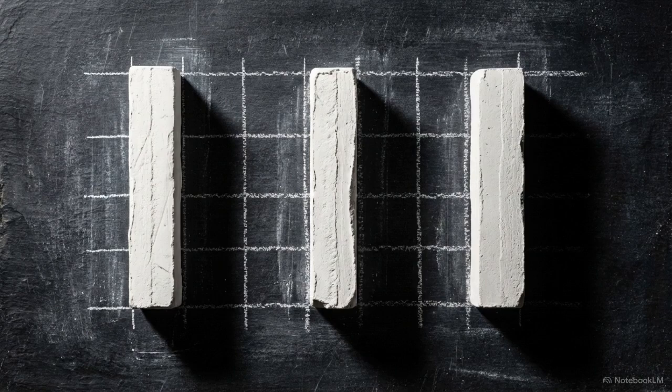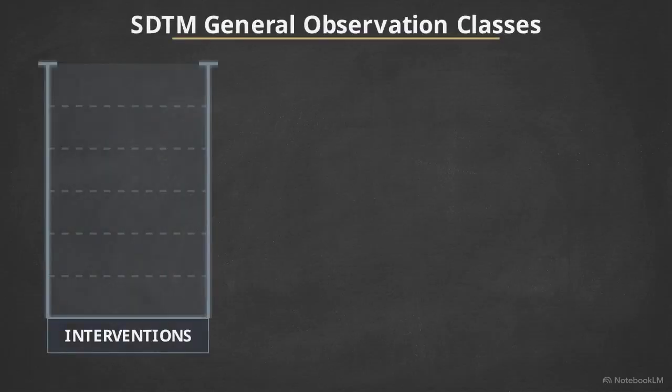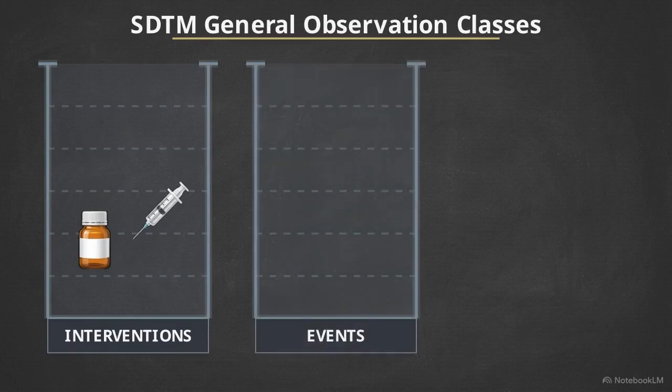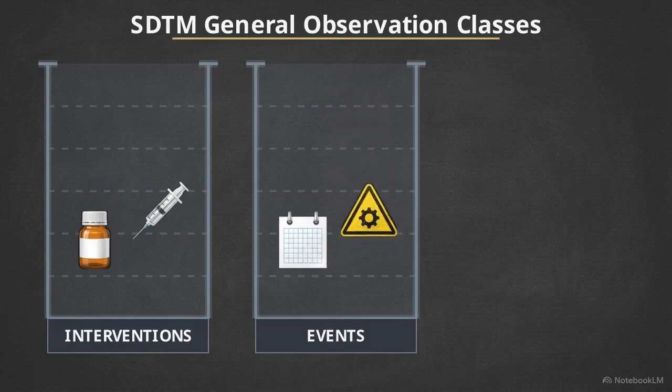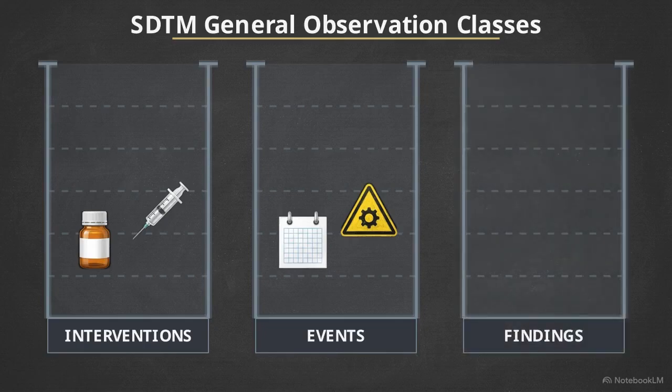Almost all clinical data is funneled into 3 massive structural silos known as general observation classes. The first class is interventions. This silo captures any treatment or exposure administered to the subject, such as the study drug. The second is events. This captures planned protocol milestones, pre-existing medical history, or unplanned occurrences, like adverse events. The third is findings, which stores the results of specific planned evaluations, laboratory tests, vital signs, or ECG readings.